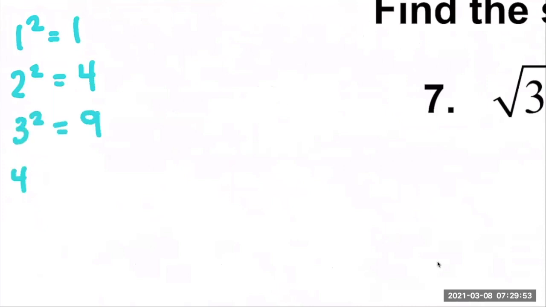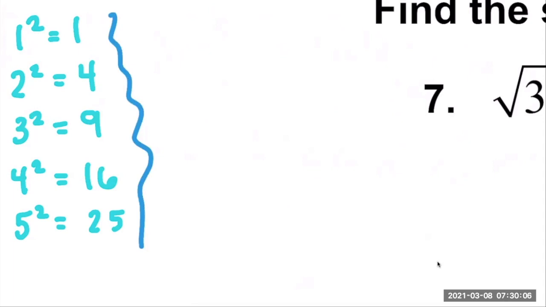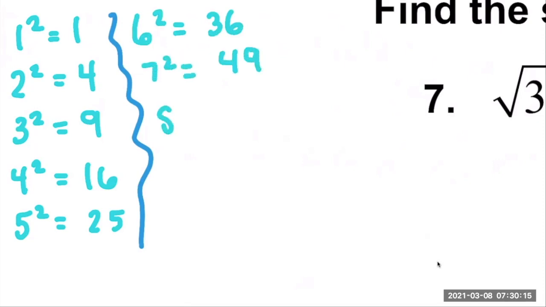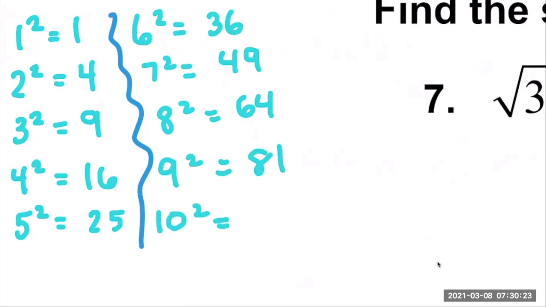So 1 squared, that's 1. 2 squared, 4. 3 squared, 9. 4 squared, 16. 5 squared, 25. 6 squared, 36. 7 squared, 49. 8 squared, 64. 9 squared, 81. 10 squared, 100.